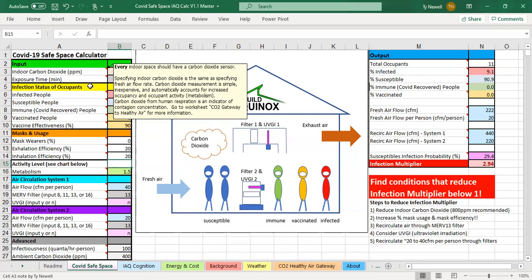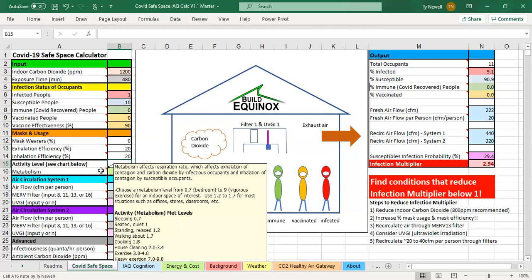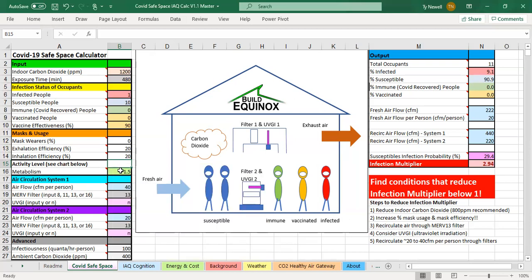So if you're in a gym that has, say, a metabolic rate among the people in the gym of maybe 5 or 6 because of physical exertion, this number should be 5 or 6. And in order to maintain a certain level of carbon dioxide, the amount of fresh air that's brought in has to increase. And so the left-hand side takes account of all these interactions among people. We'll leave it at 1.5 and take a look at that.